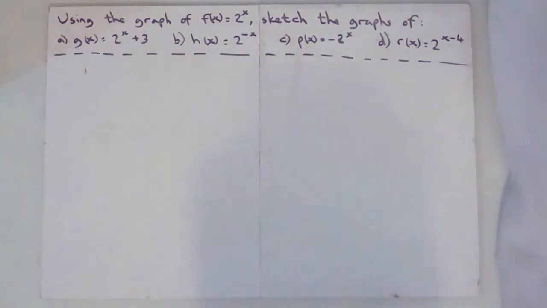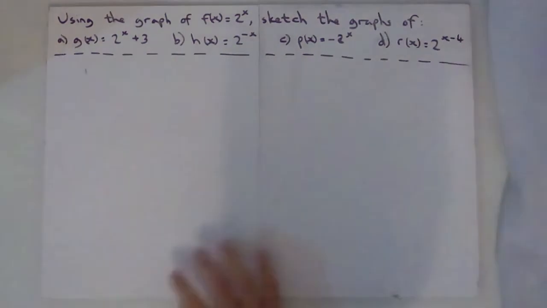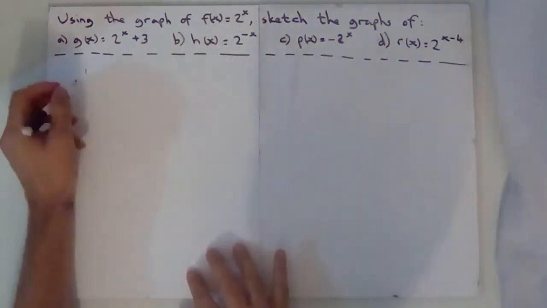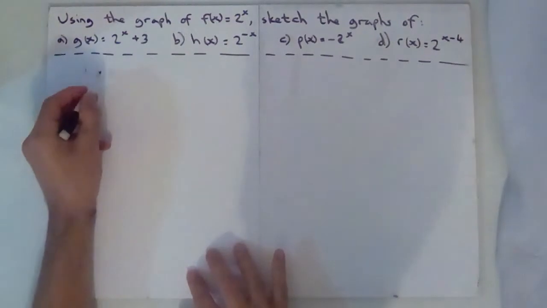Using the graph of f(x) = 2^x, sketch the graphs of g(x) = 2^x + 3, h(x) = 2^(-x), p(x) = -2^x, and r(x) = 2^(x-4). So we're looking at transformations, so it would probably be quite useful to start with this f(x) = 2^x.